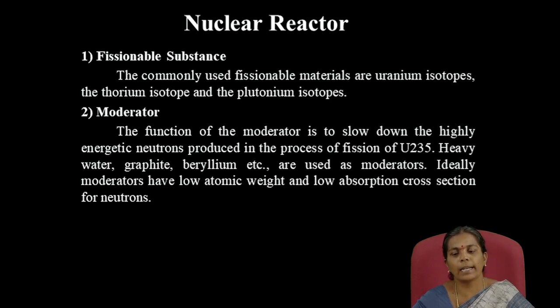The function of the moderator is to slow down the highly energetic neutrons produced in the fission process. Normally heavy water, graphite, beryllium etc. are used as moderators. Ideally, moderators have low atomic weight and low absorption cross section for the neutrons.